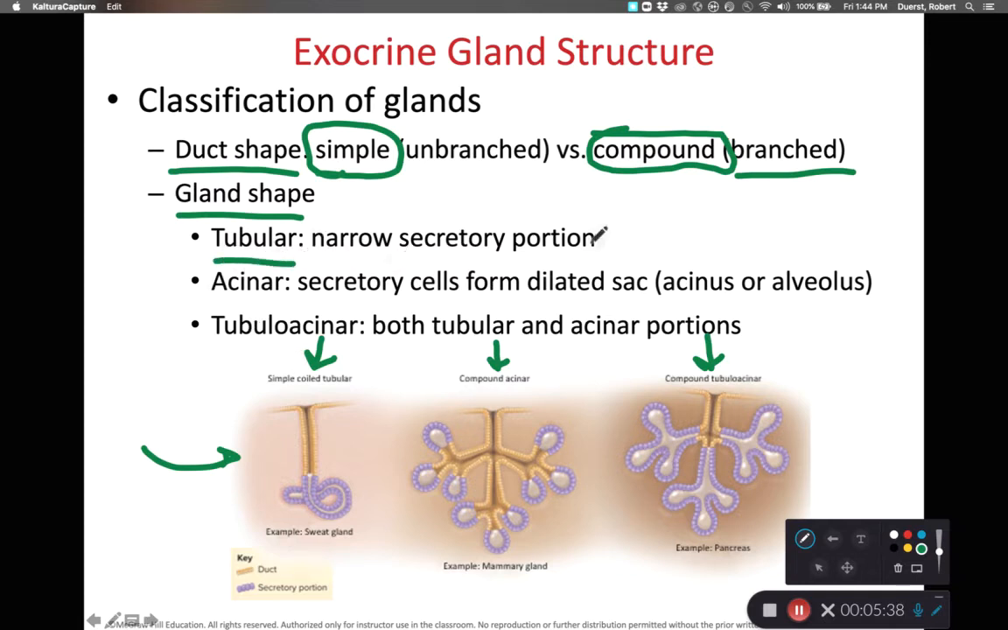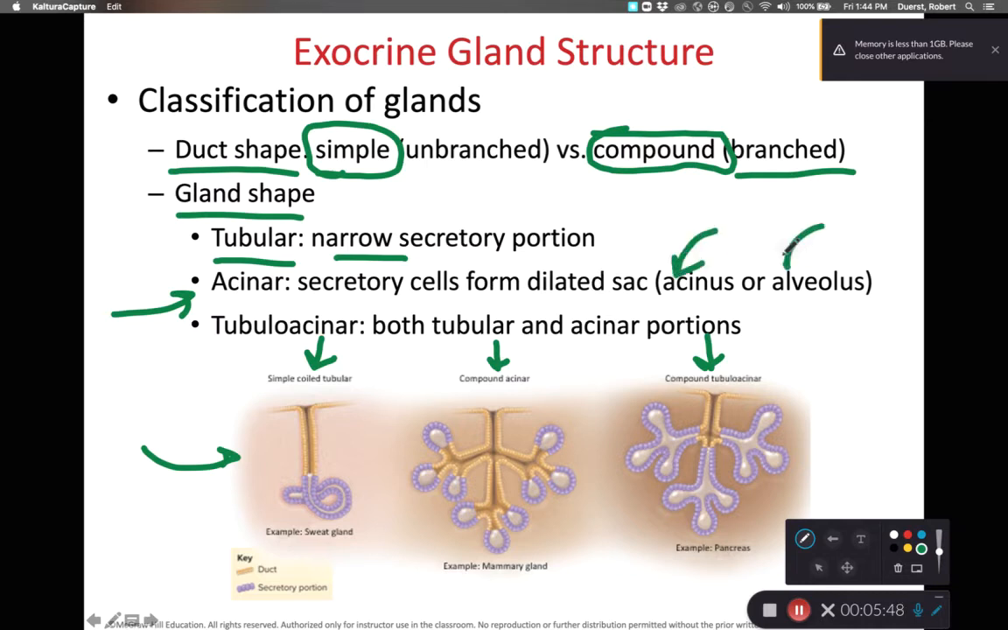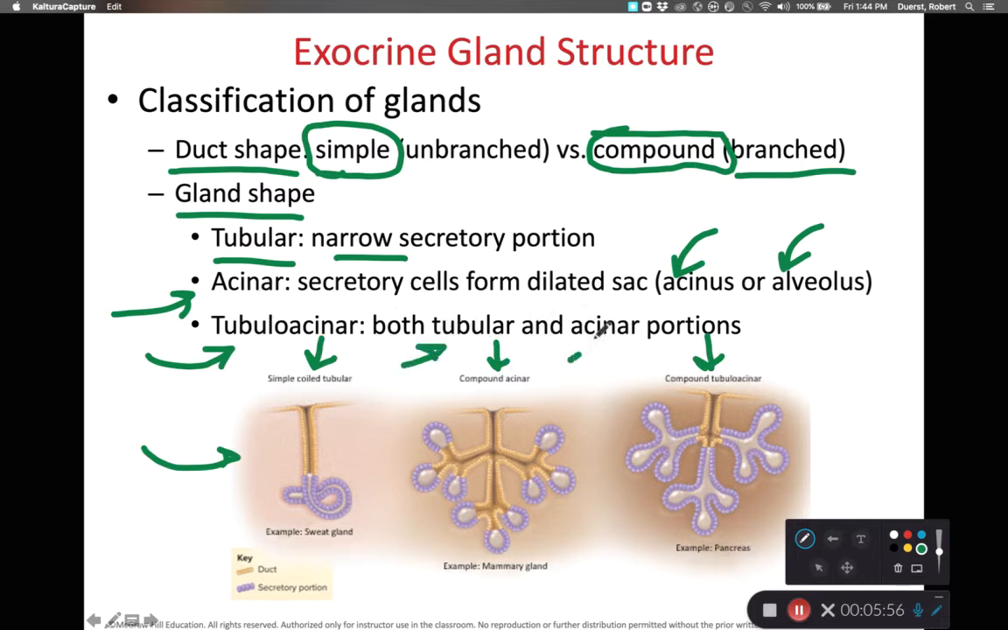If they're tubular, the secretory portion is narrow. If they're acinar, the secretory portion forms a bulge or a sac, sometimes referred to as a sinus or an alveolus. And if they are tubuloacinar, the secretory cells are on both the tubular and the acinar portions.